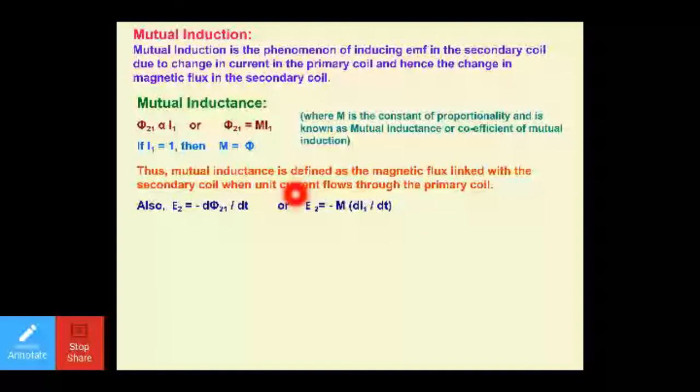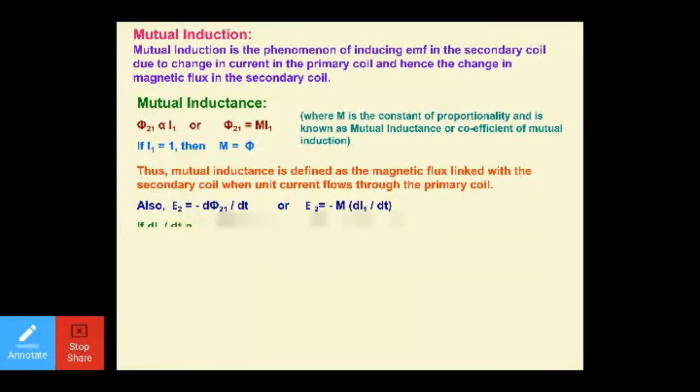Furthermore, E2 is equal to minus d phi 21 upon dt. What does phi 21 represent? The changes taking place in 1 are experienced by 2. That is what the mutual inductance is over here. So E2 is equal to minus d phi 21 upon dt. Furthermore, you will place the value of phi 21, that is M I1, so you will place it here, right?